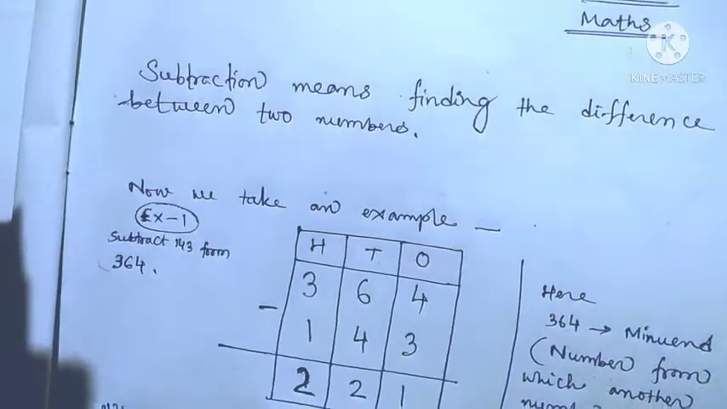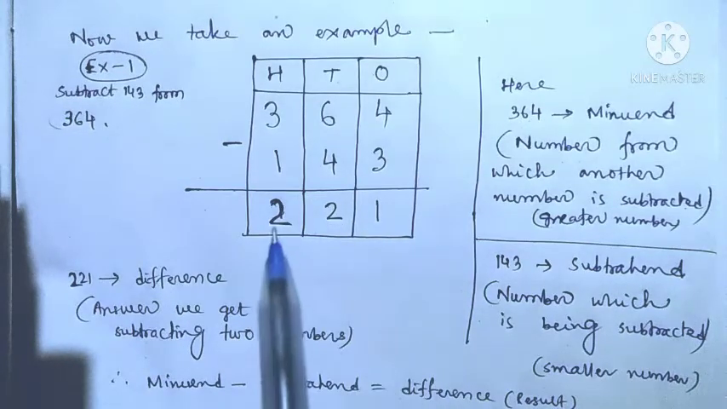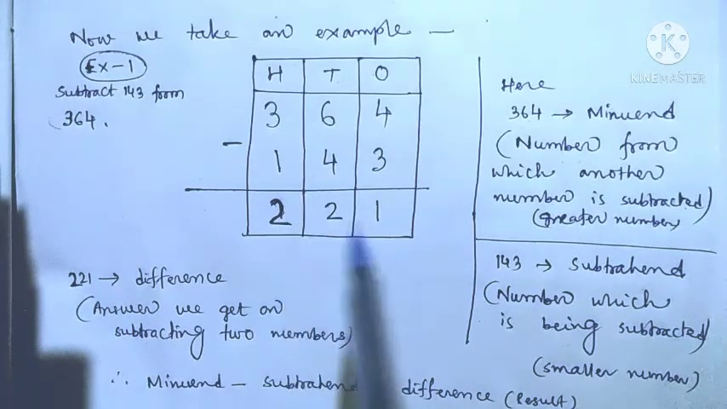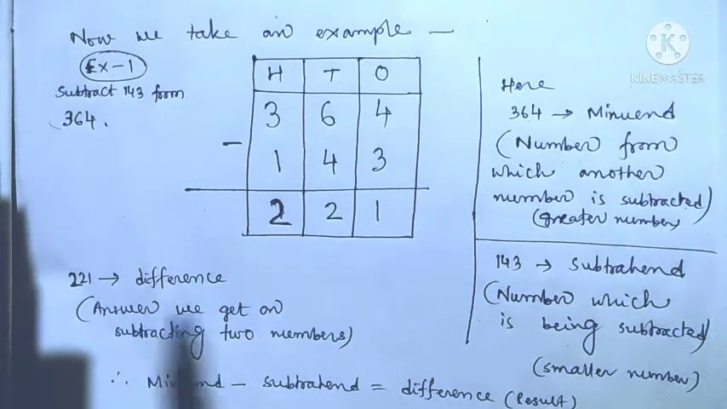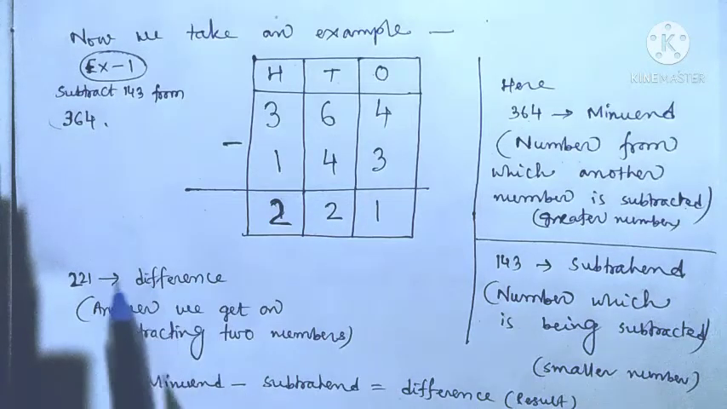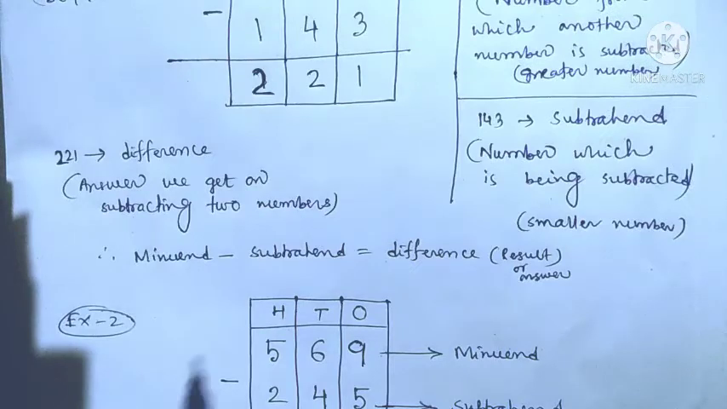Now the result, that is the number after subtraction, 221, will be called the difference or answer or result, you can say. So 221 is the difference, or you can say answer, we get on subtracting two numbers. Therefore you can say minuend minus subtrahend equal to difference, or result or answer, you can say.